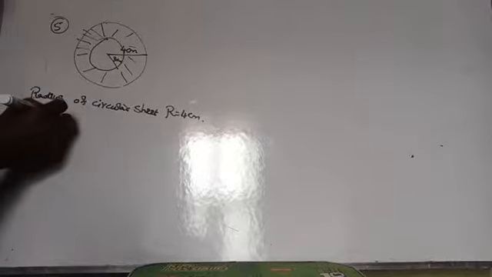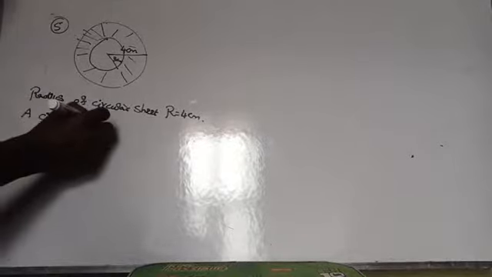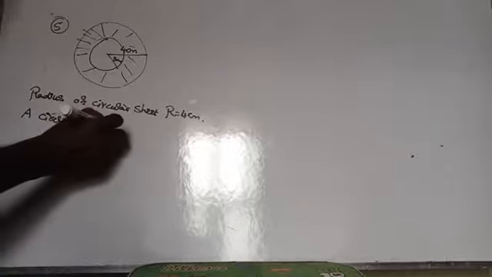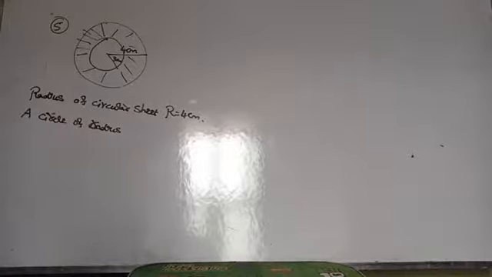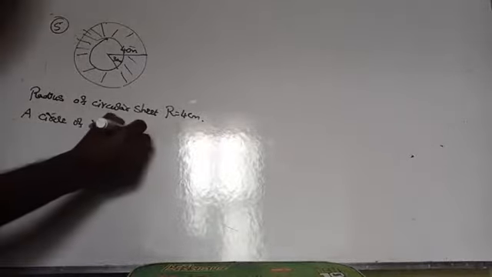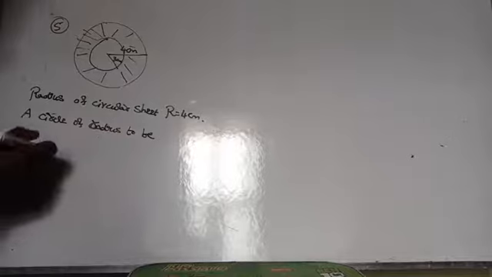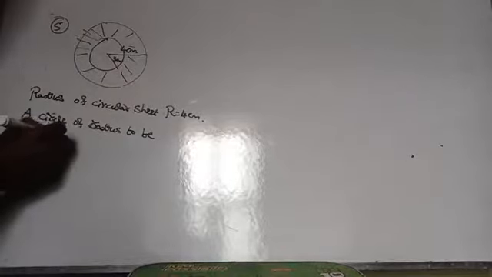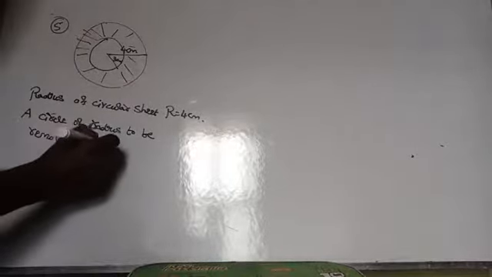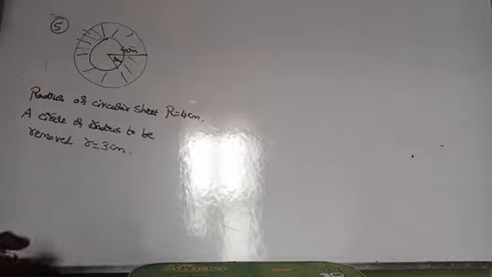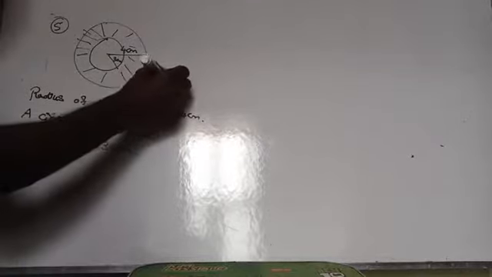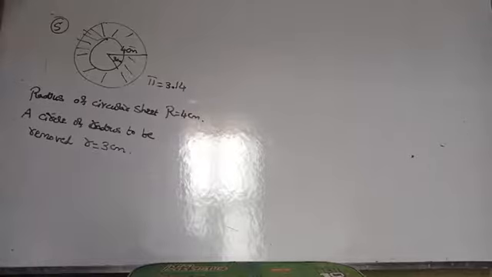A circle of radius 3 centimeter is to be removed. Am I right? R equal to 3 centimeter, and given that the value of pi is 3.14. Now what do you have to find?